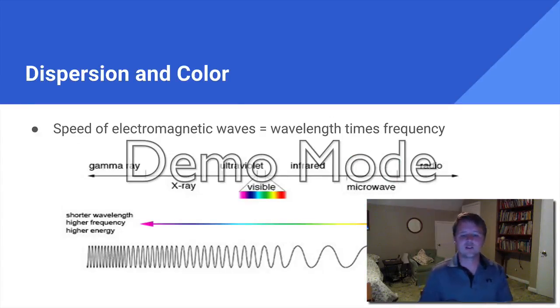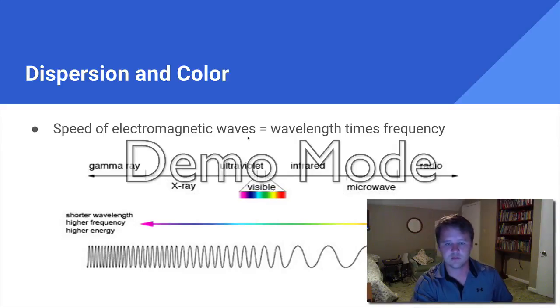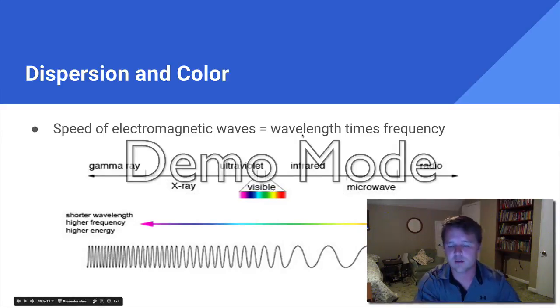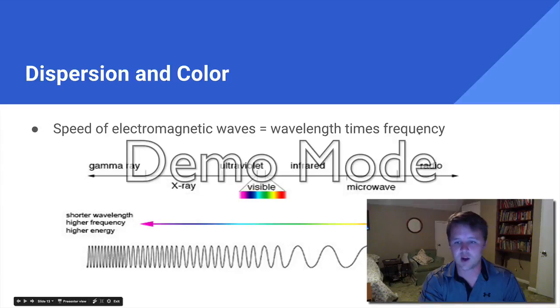So, dispersion and color. We have a formula: the speed of electromagnetic waves, which is in meters per second, equals the wavelength, which can be in meters, times frequency. Frequency is in hertz, so that's per second. So meters per second on the left equals meters times per second.